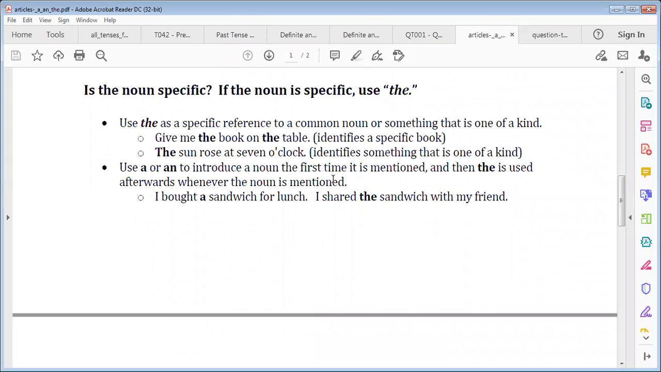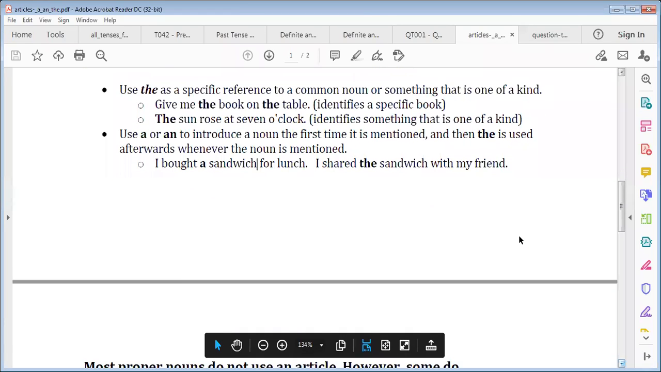I shared that sandwich with my friends. Okay, so here you are talking about a particular sandwich. That is why the definite article is used.